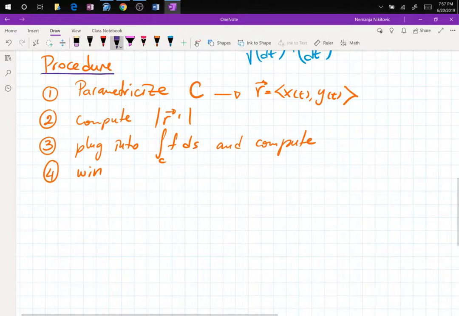So let's take a look at the vanilla problem, and then let's take a look at the applied problem.